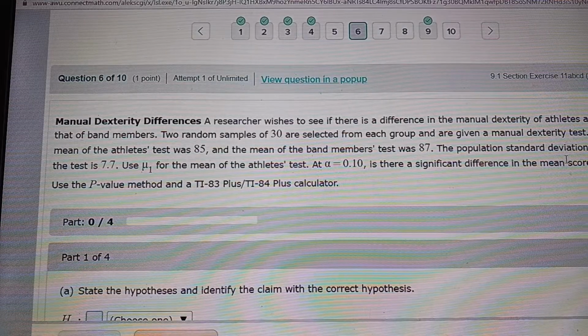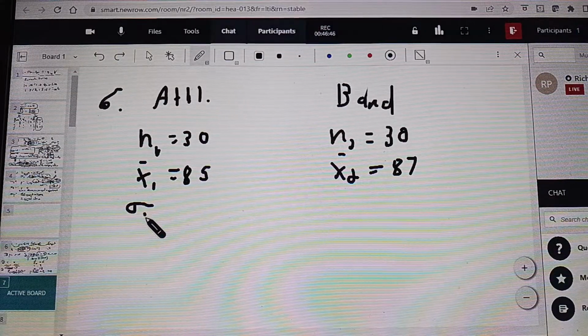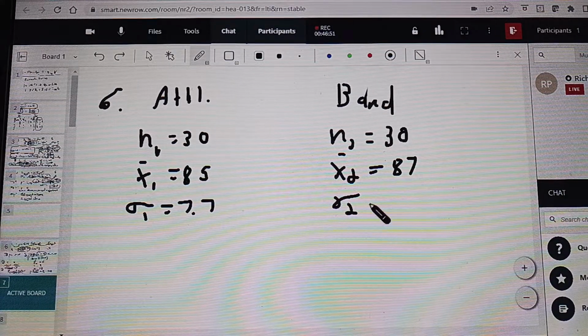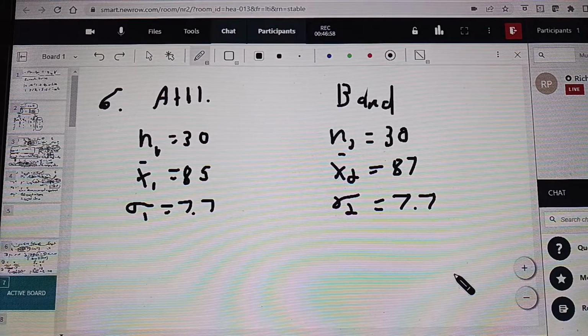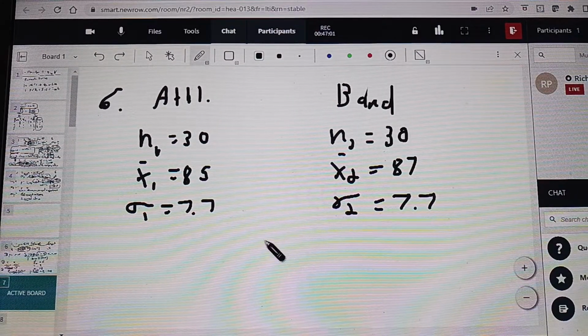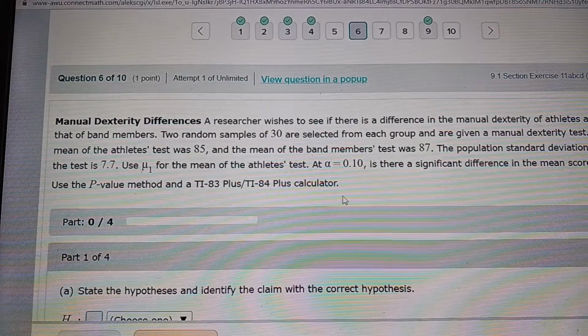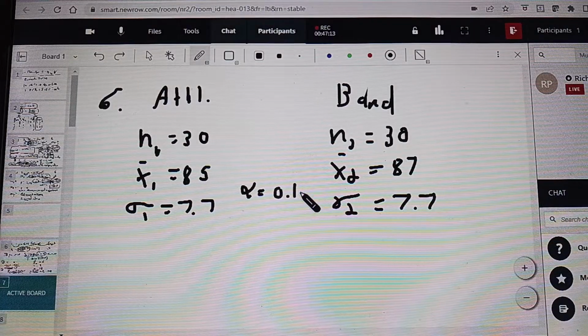The population standard deviation for the test is 7.7. In other words, just use the same one for both of them. But sometimes they tell them to you separately. It could have said that the population standard deviation for the athletes is 7.7 and for the band is 8.7. It could have easily been like that. And then we have an alpha of 0.10. So we need to get less than that if we want to reject the null. If we're greater than that, we don't reject the null.